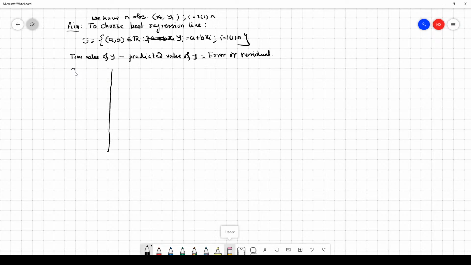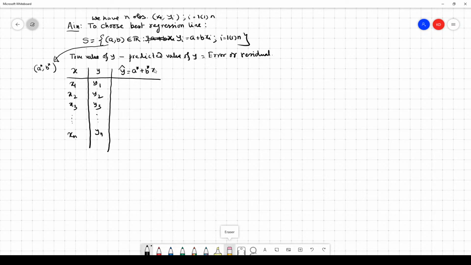You construct the regression line based on these n pairs of observations, x1, y1, x2, y2, x3, y3, up to xn, yn. For a given pair, you choose one pair from this set S, say A star, B star. For this particular A star and B star, you compute y hat, which is the predicted value of y.